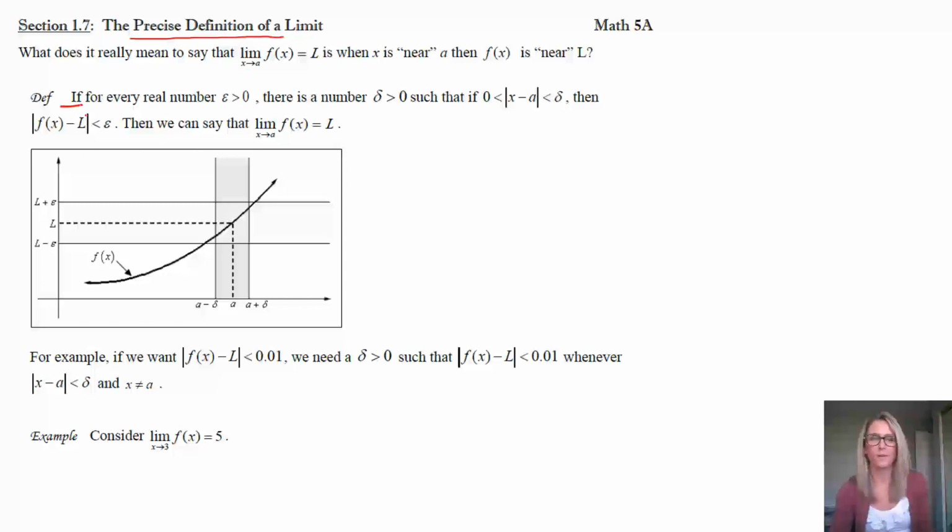If for every real number epsilon greater than 0, there is a number delta greater than 0, such that if the absolute value of x minus a is greater than 0 and less than delta, then the absolute value of f of x minus L is less than epsilon. As long as that is true, we can say that the limit as x approaches a of f of x equals L.